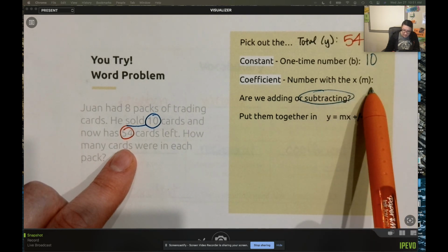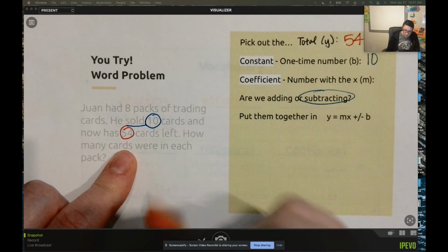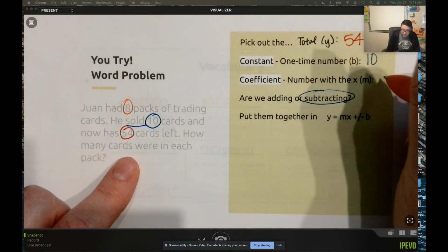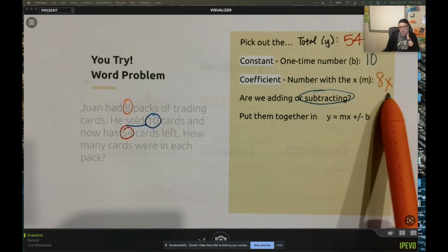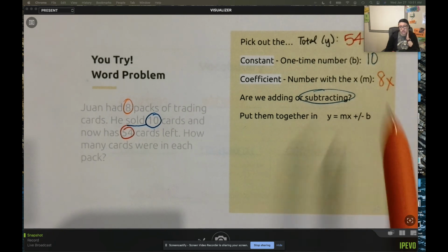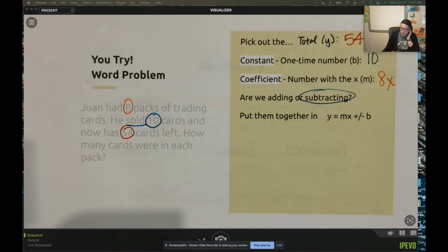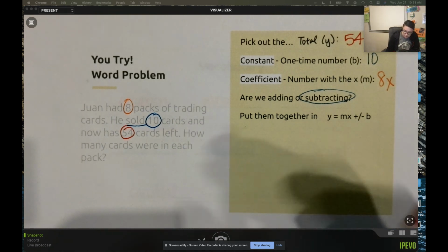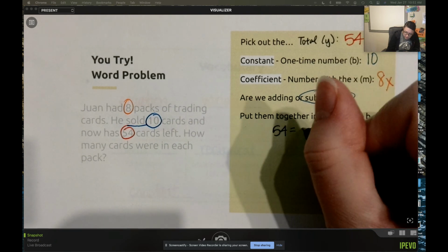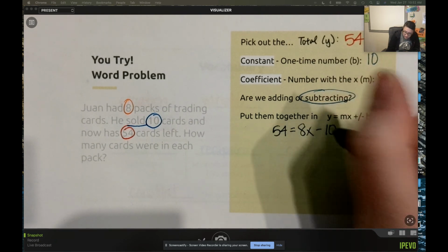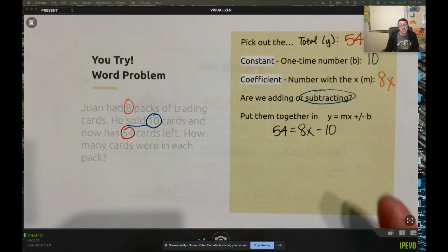My number with my X, the number that happened over and over and over again, would be those 8 packs that he had. 8 packs, but I don't know how many cards were in each pack, so that's why they're multiplied together. Then you should have put them into the equation in the form 54 equals 8x minus 10. Again, it's minus 10 because he sold some cards.